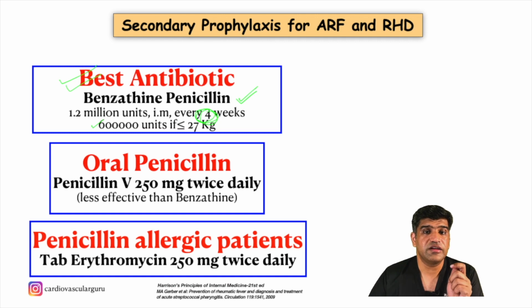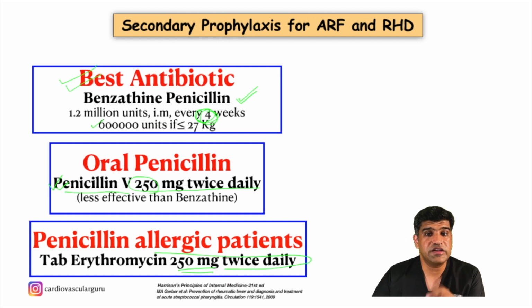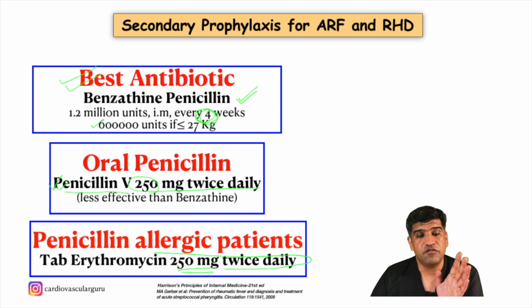If the patient is reluctant to take injections, then oral penicillin can be prescribed, but mind you, that is less effective than intramuscular benzathine penicillin. The oral penicillin which can be prescribed is penicillin V, 250 milligrams twice daily. If the patient is allergic to penicillin, then what drug do we have to use? We can use erythromycin, 250 milligrams twice daily. So the best antibiotic is benzathine penicillin. For those who cannot take IM injections, it is penicillin V, and for those patients who have penicillin allergy, the drug is erythromycin. This was the third and final video on acute rheumatic fever.